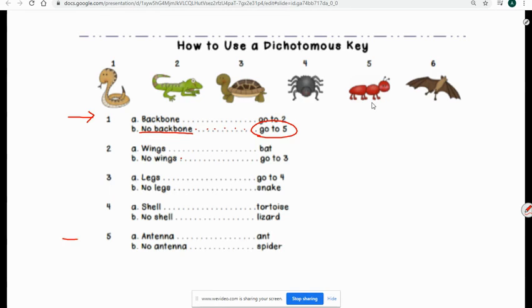So now we're going to jump all the way down to number 5. And we're going to look, does it have an antenna or does it not have an antenna? And this one does not have an antenna, so this must be our spider. All right, so that's how you classify things using a dichotomous key.